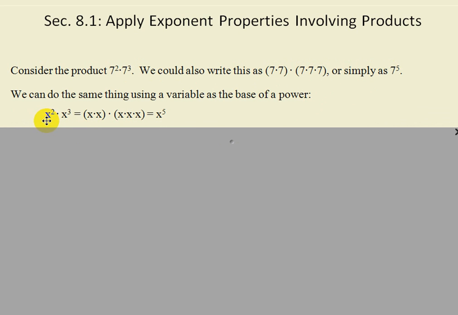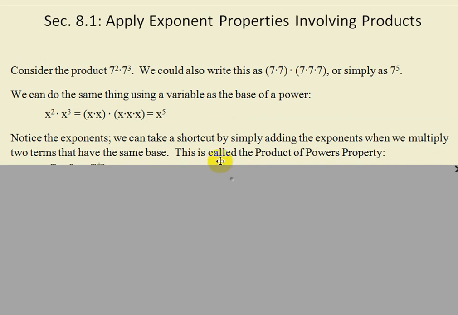So notice x is the base here in both the first and second terms. So we can rewrite the first term as x times x, the second term as x times x times x. We're multiplying 5 x's together, so we can simplify that and write it as x to the 5th. And of course, you might have already spotted that we have a shortcut here. Notice that when you have the same base and you're multiplying one base times another term that has the same base, we can simply add the exponents. 2 plus 3 gives us 5.